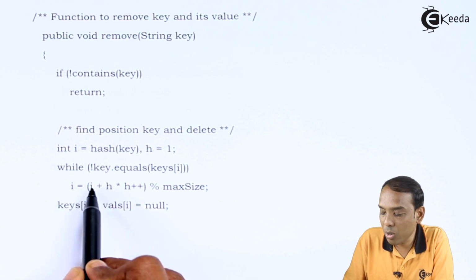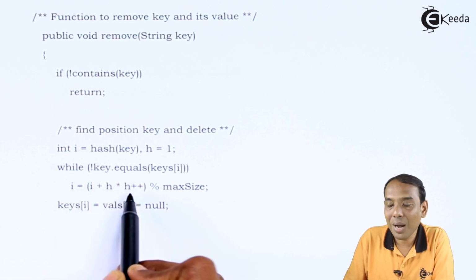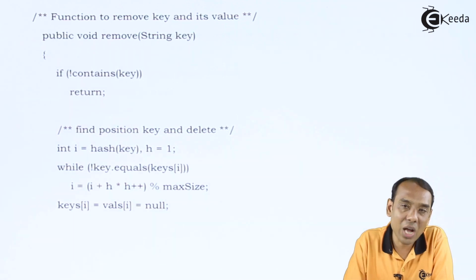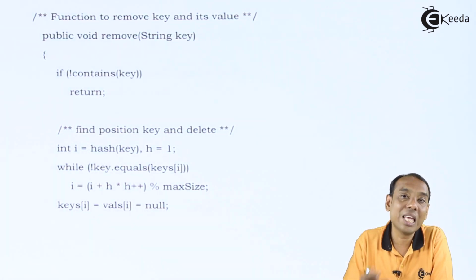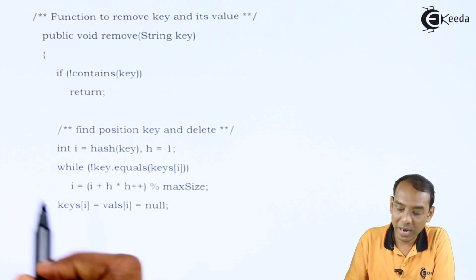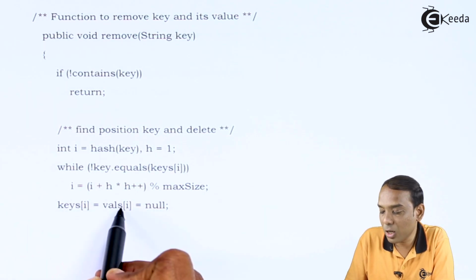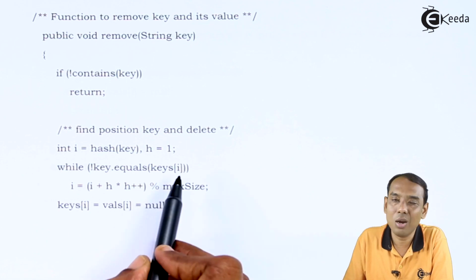We write down i = (i + h * h++) % maxSize. When this is done, then we have to make sure the keys and values point to null. We write down keys[i] = vals[i] = null. So the key and its corresponding value both point to the null storage.